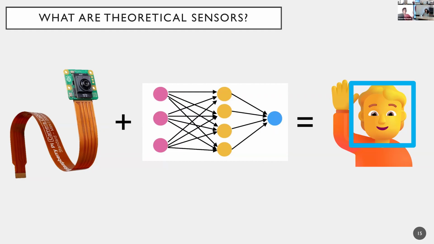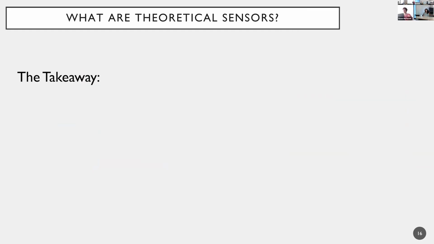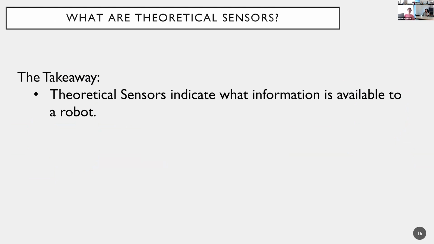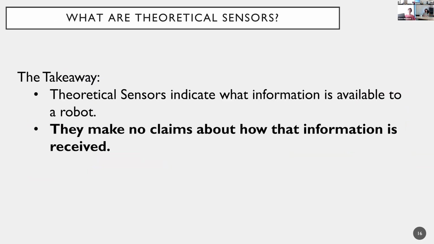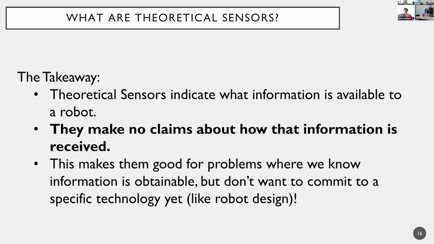So this is essentially the essence of theoretical sensors. Theoretical sensors indicate what information is available to a robot, what it can actually learn from the environment. They make no claims about how that information is received or what you do with it after you get it. And this is sort of how they provide a foundation for robot design, because they're great for problems where we know we can get information, but we don't actually want to commit to how that information is received yet, like robots.